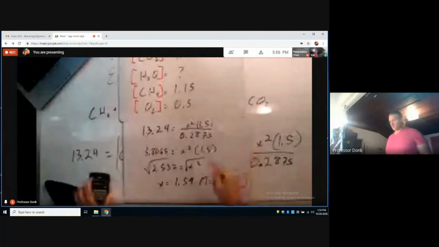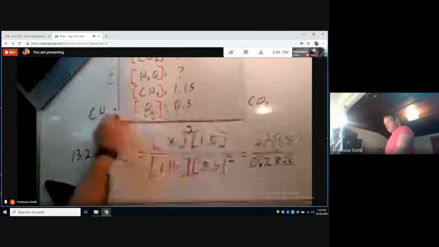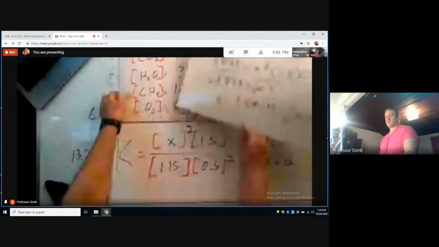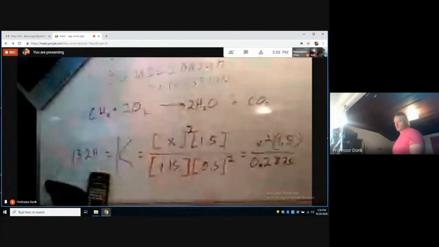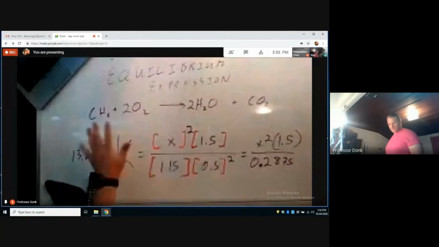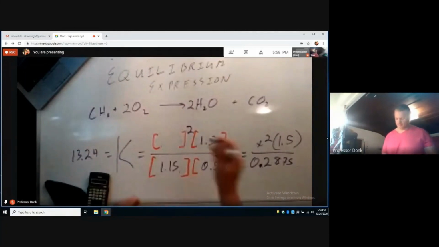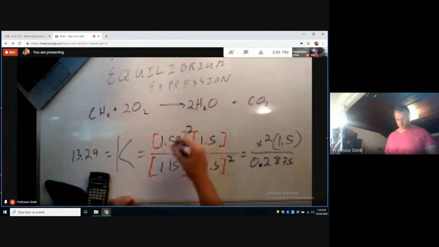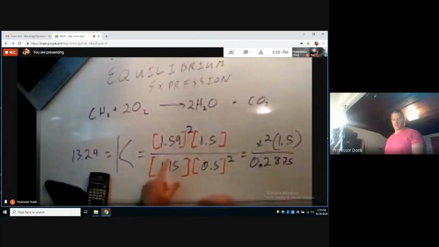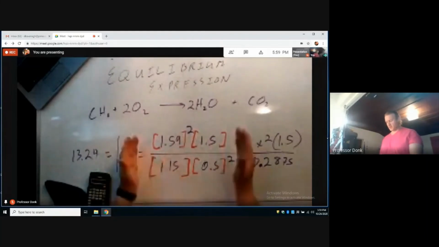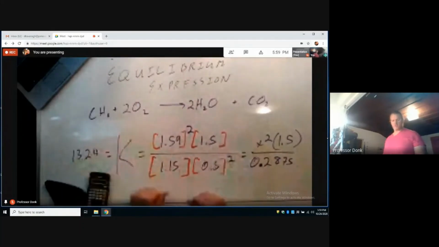This is an algebraic problem where you are given a balanced chemical reaction and asked to solve for the unknown. You isolate, rearrange, multiply, and divide what you have to. And at the end of the day, we get this molarity of water to be 1.59 at equilibrium. A great way to check your answer, because of the multiplication, division, and square roots, is just to plug it back in, because this right here should equal 13.24, close there too.